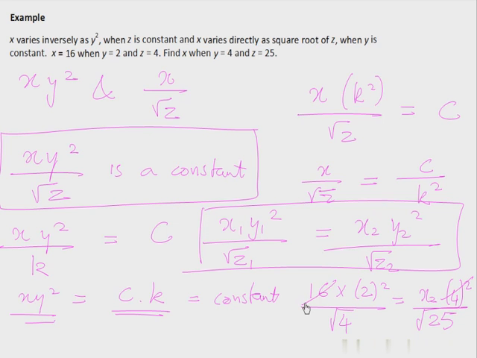So 4 square and 16 can cancel. Root 4 is 2, it will cancel with one of the 2's. Root 25 is 5. So I'll end up with x2 is 2 into 5, 10. Please check that x2 equal to 10 will satisfy this equation. Of course, using the equation was easy. Setting it up was the complicated part.